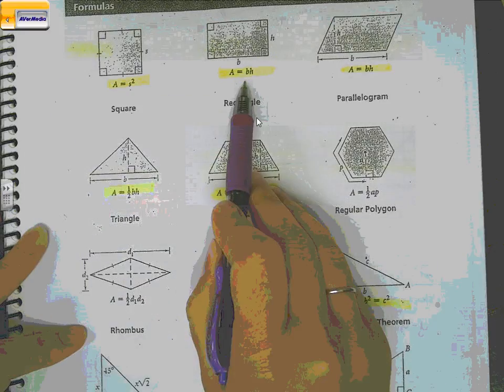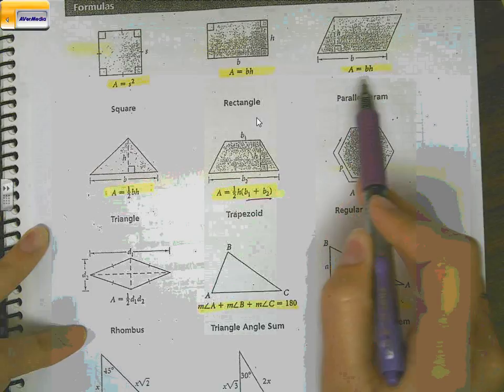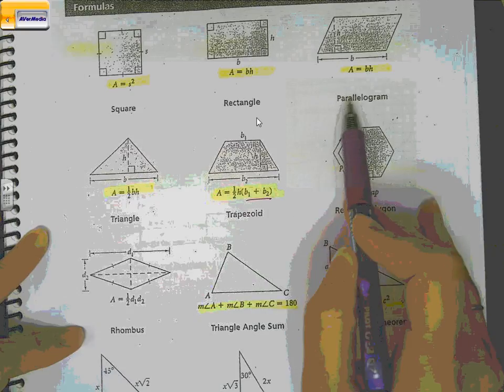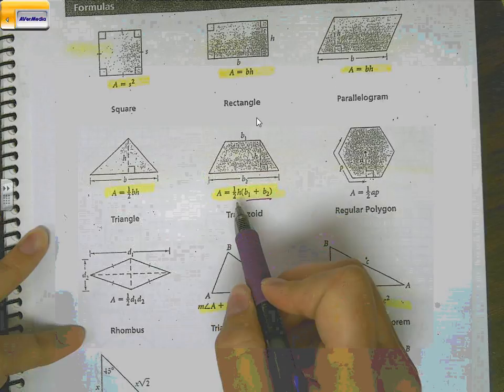Rectangle is base times height. Parallelogram is base times height. This last ACT you took, weren't there two of those? So you need to know the area of a parallelogram. Triangle. Trapezoid doesn't come up real often, but I do want to show you how to memorize that pretty easily.